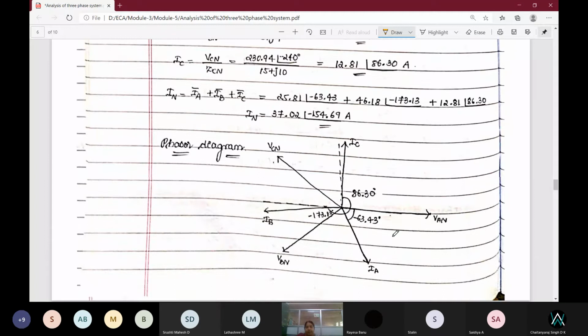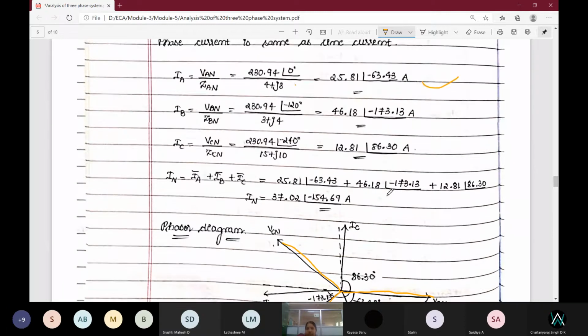Next, with this phasor diagram, we have to draw VAN first. VAN and VBN will be at a 120-degree difference. From VBN to VCN, you need not use a protractor; approximately you can put it. So VAN, VBN and VCN are at 120-degree phase difference.